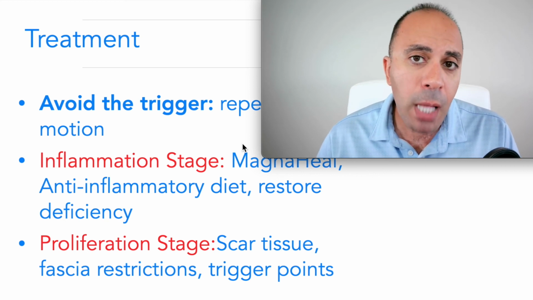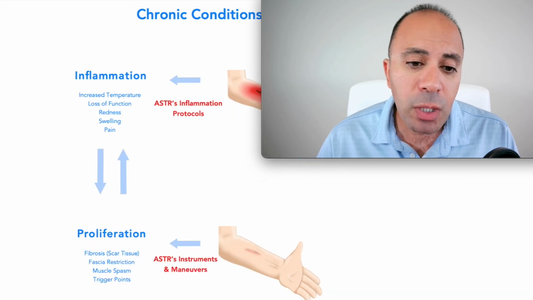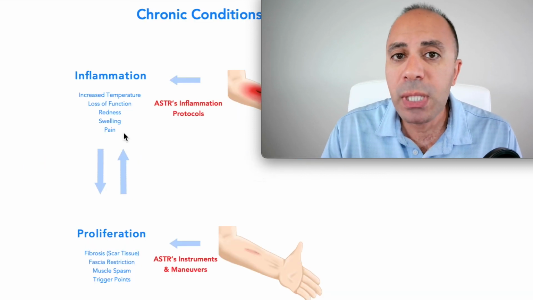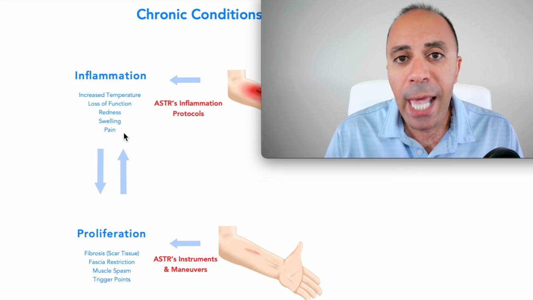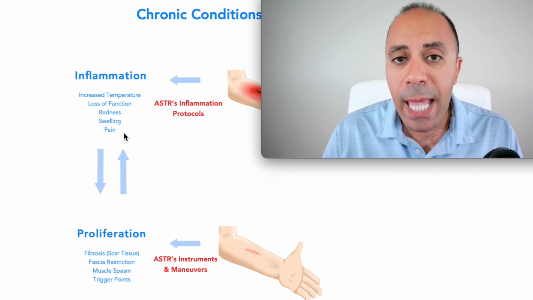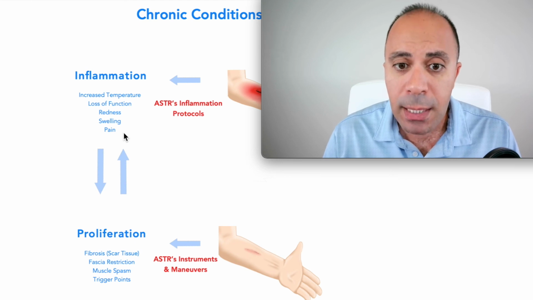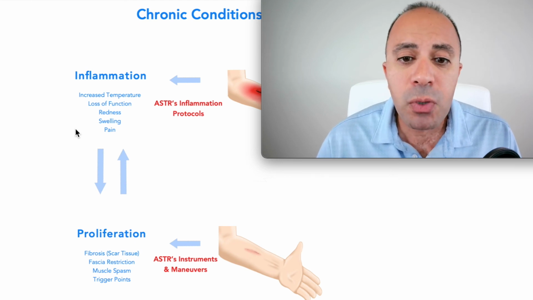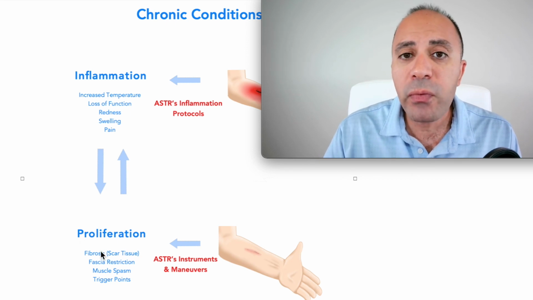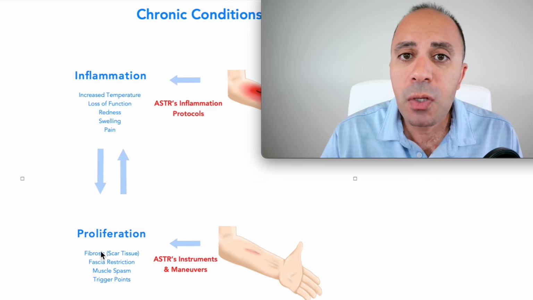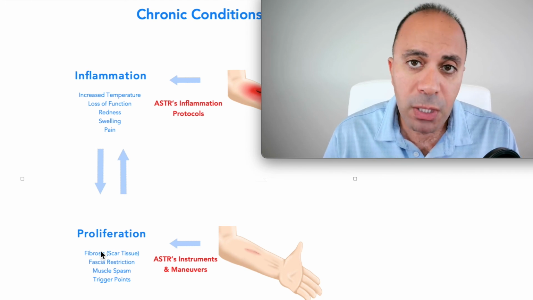But if you have a moderate to severe condition where your body is going back and forth between the inflammation and proliferation stages, you have to be aggressive on breaking that vicious cycle from both ends. And remember, what we use to decrease inflammation will not work on the proliferation, and vice versa. So we have to target each of those issues and address it to break that vicious cycle.